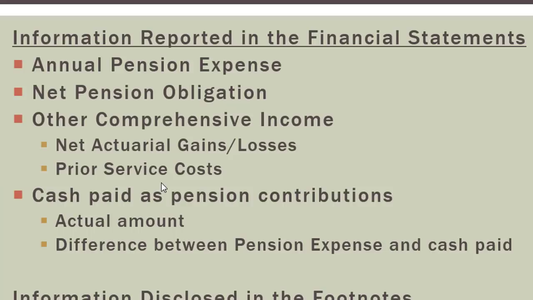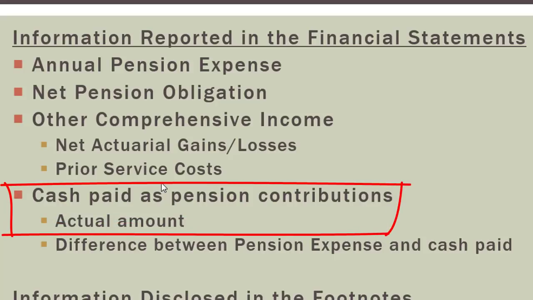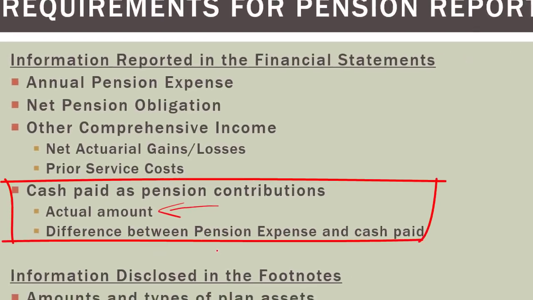The last thing we see on our financial statements for pensions is the cash that we pay. And there's two ways that this cash can show up. In a direct style statement of cash flows, we show the actual amount of the pension payments. So whatever you invested in the pension shows up as a line item in your statement of cash flows, cash paid for pensions.